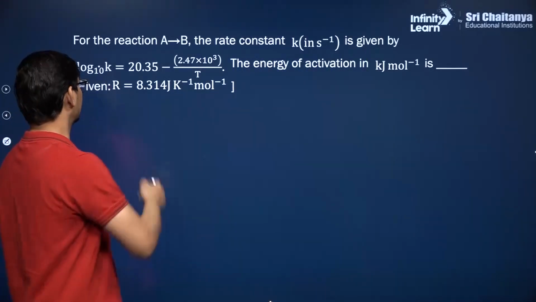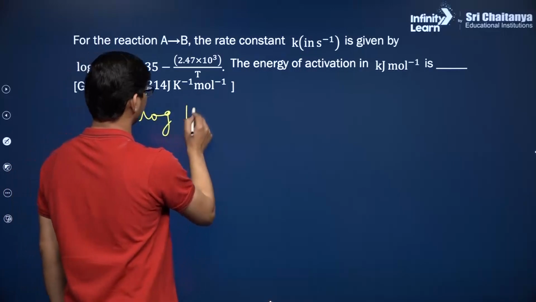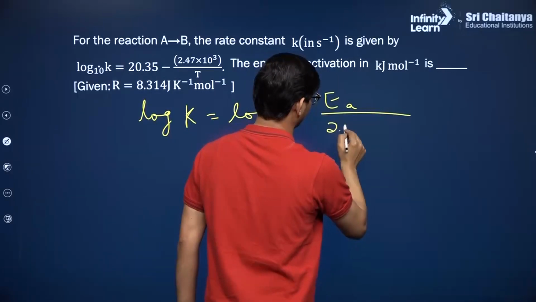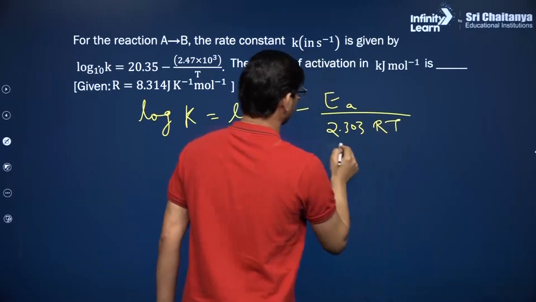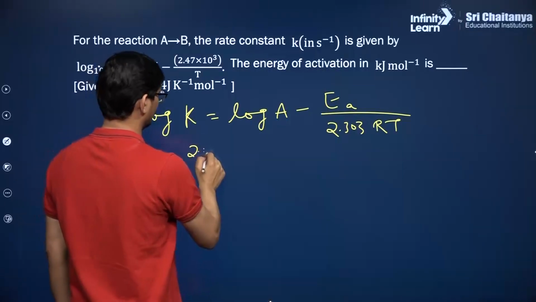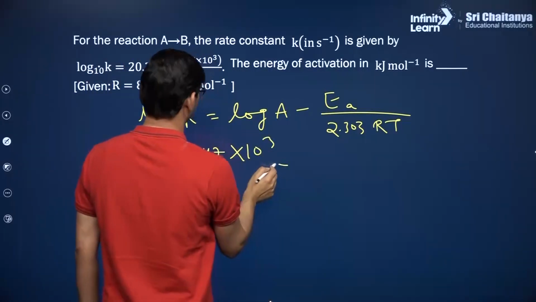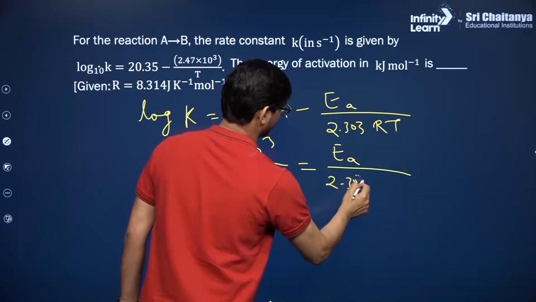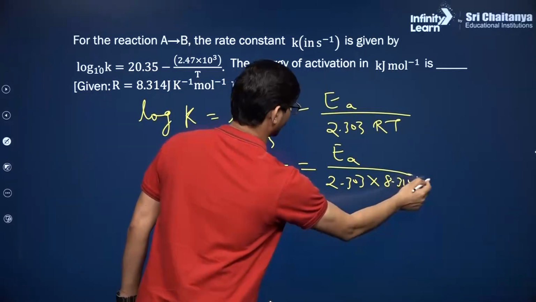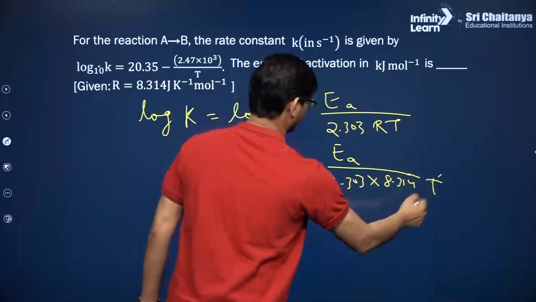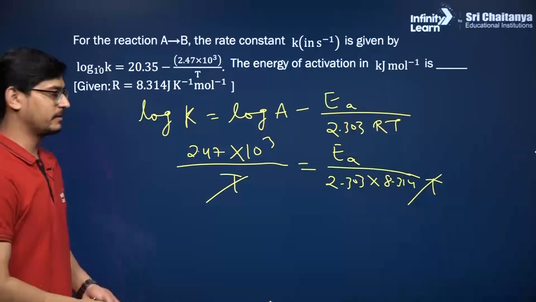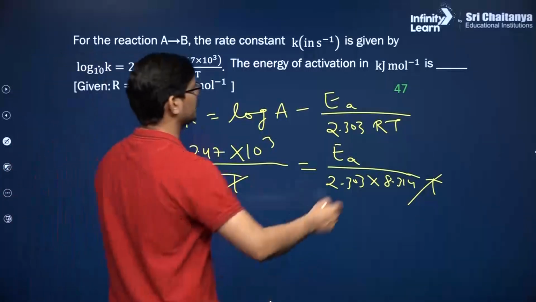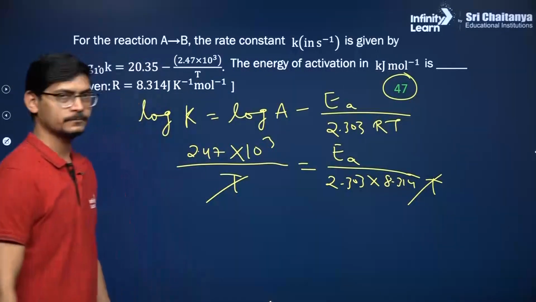In this reaction, compare it with the Arrhenius equation, that is, log k equal to log A minus activation energy divided by 2.303 RT. So if you compare, 2.47 into 10 to the power 3 divided by T is activation energy divided by 2.303 R. The value of R is 8.314, right? And temperature cancels out. You can find activation energy is this number multiplied by these two numbers. So you will get approximately 47 kilojoule per mole. All right.